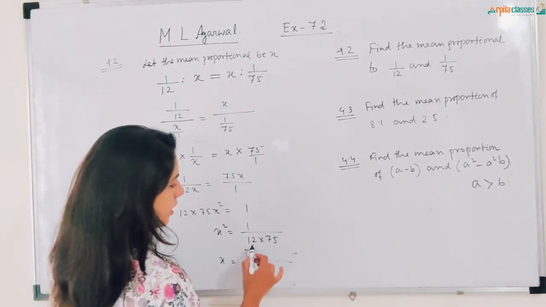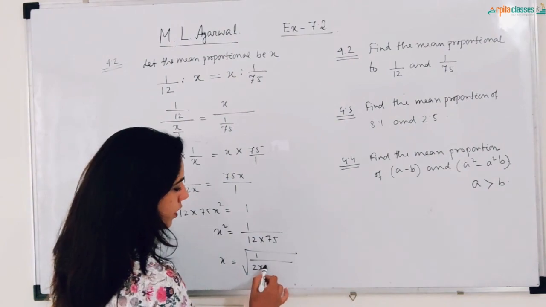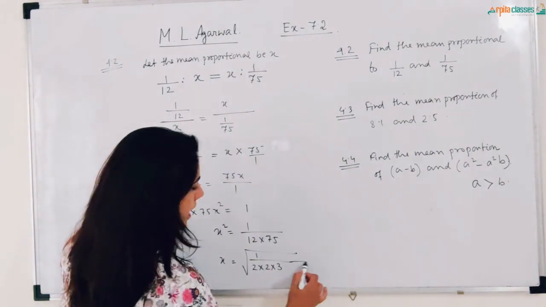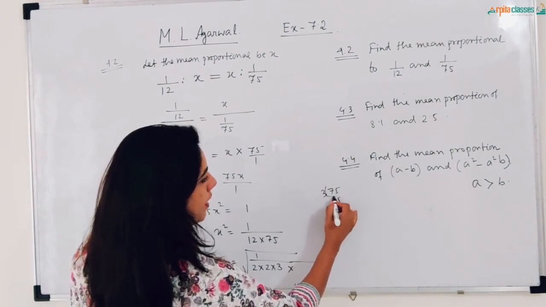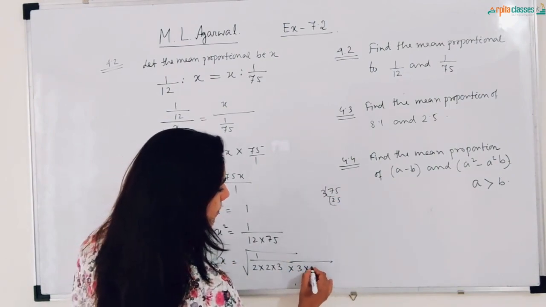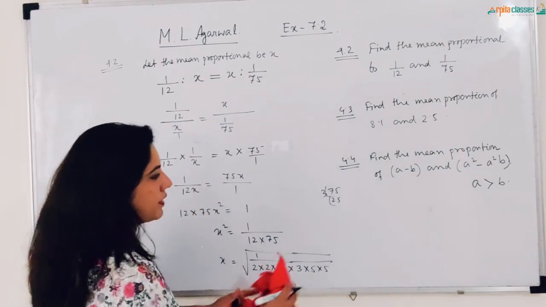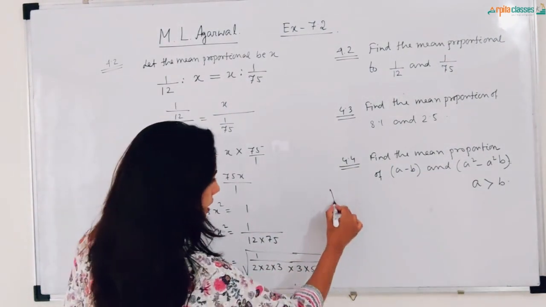So, let us find out the prime factors of 12. It is 2 into 2 into 3. And prime factors of 75 is 3 into 5 into 5. Okay, so these are the prime factors. So, now what it will be?